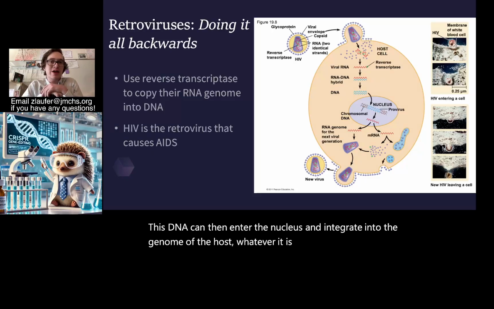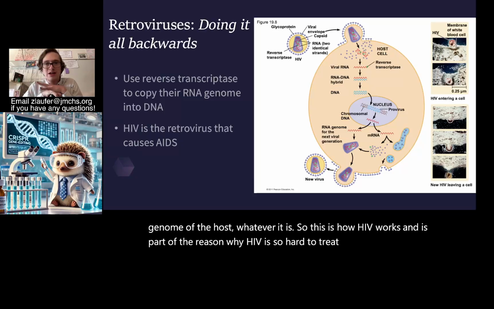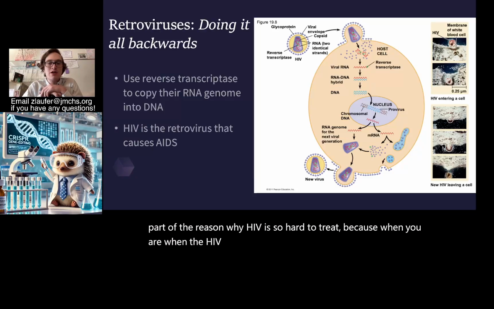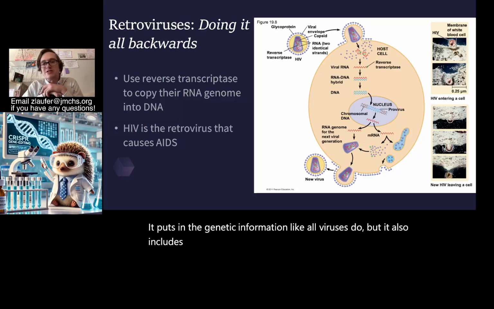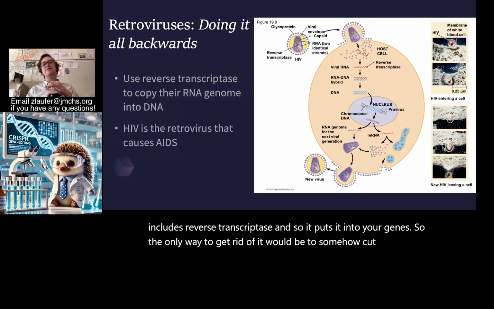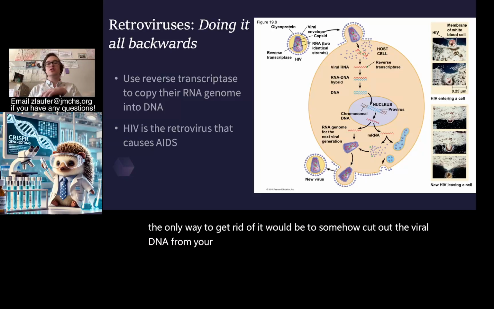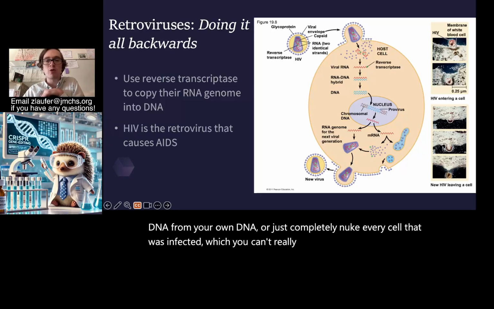So this is how HIV works, and is part of the reason why HIV is so hard to treat, because when the HIV virus infects your cells, it puts in the genetic information like all viruses do, but it also includes reverse transcriptase, and so it puts it into your genes. So the only way to get rid of it would be to somehow cut out the viral DNA from your own DNA, or just completely nuke every cell that was infected, which you can't really do when it's important cells like your white blood cells. That's your immune system.